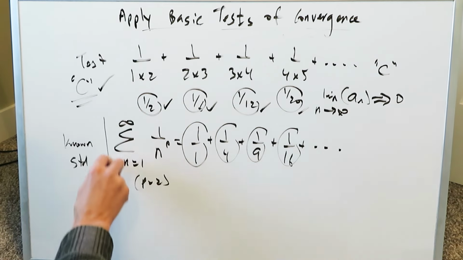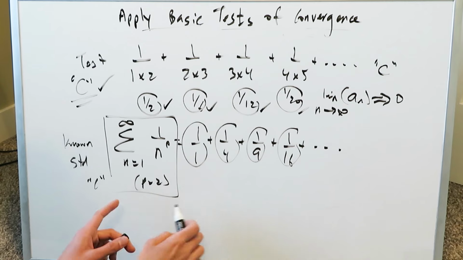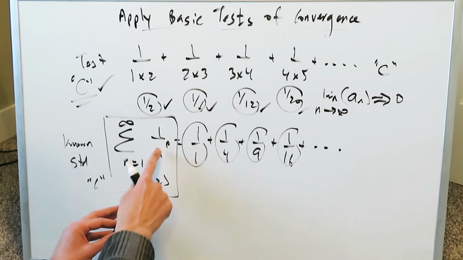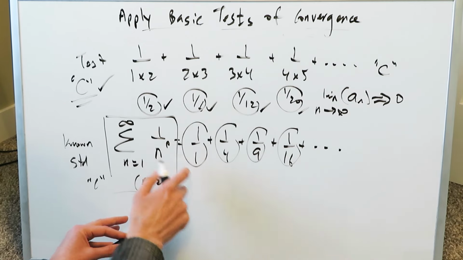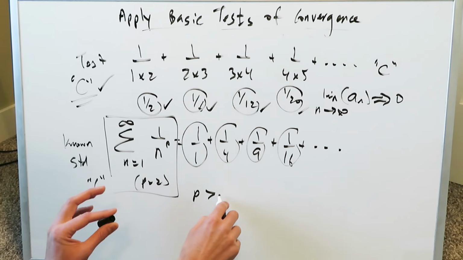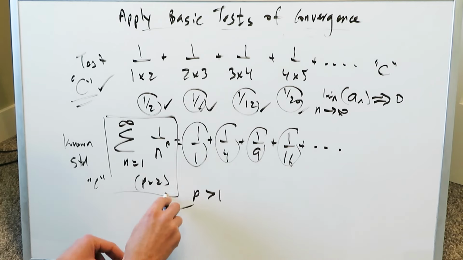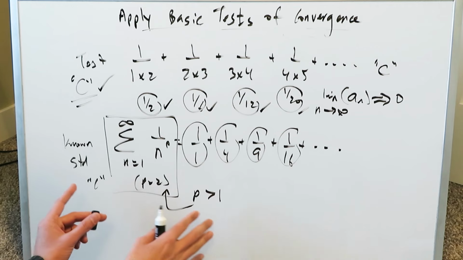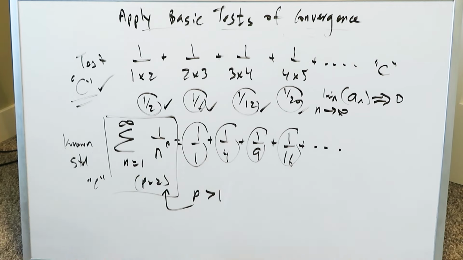Remember, if you're looking at something like this, 1 over n to the power of p, where the p value, as you remember, should be larger than 1, it is an indication of a known standard that's convergent, and you can rely on this quite a few times. And this right here is convergent.